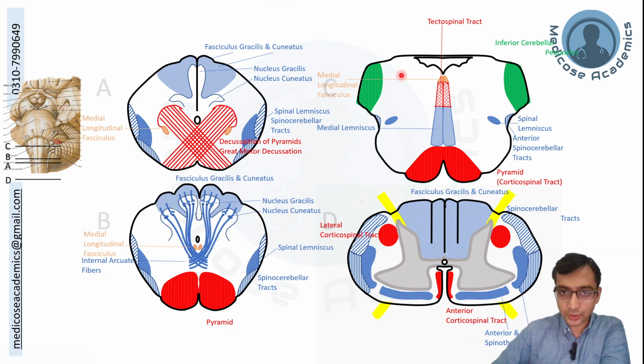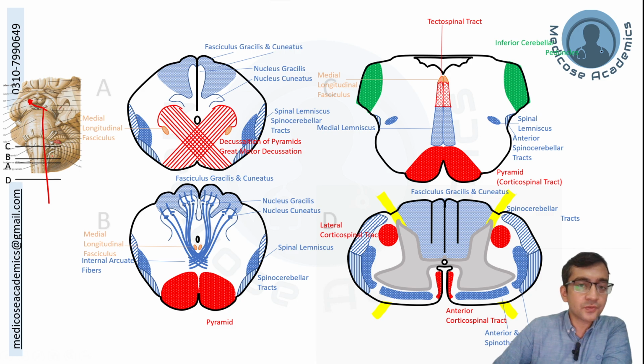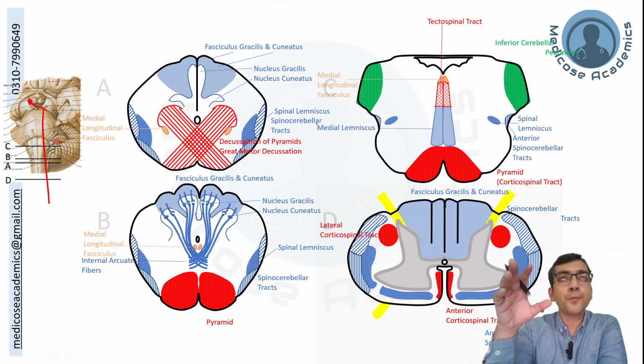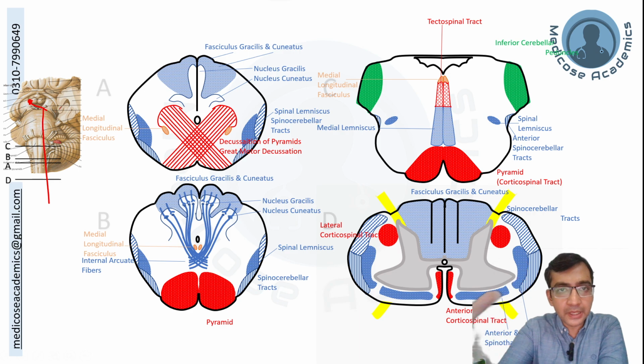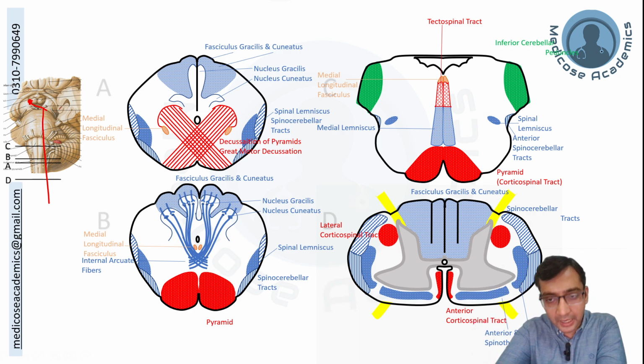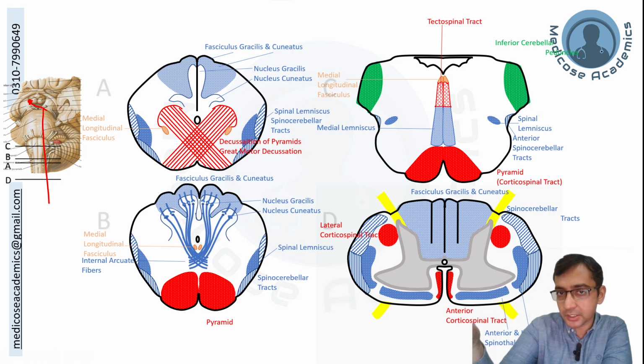Then there is the tectospinal tract. The tectospinal tract starts from the superior colliculus, crosses the midline, goes down, and its function is to make movements in axial muscles in response to visual stimuli.